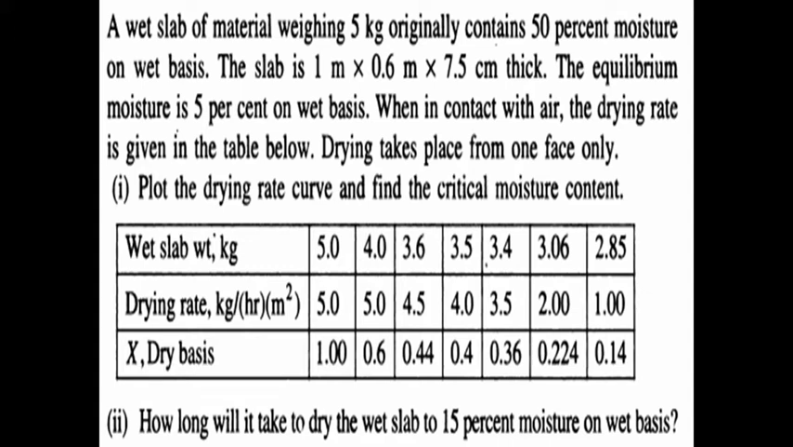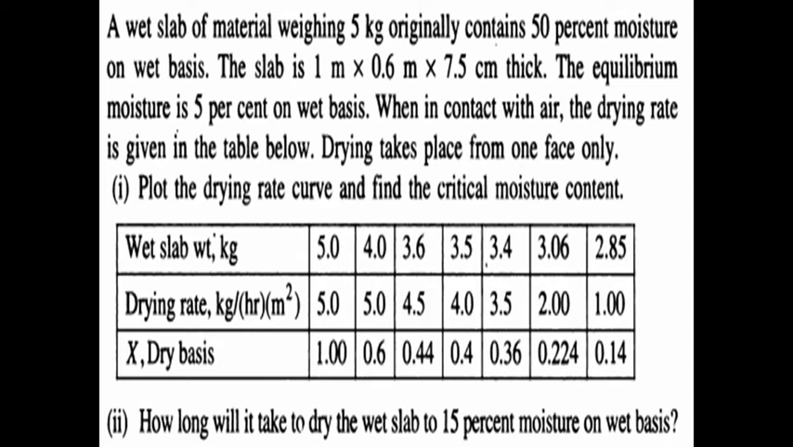Equilibrium moisture is 5% on wet basis. Equilibrium is denoted by star, and wet basis means small x. So the notation is small x star, that is equal to 5%, 0.05. When in contact with the air, the drying rate is given in the table below. Drying takes place from one face only. Are you clear or not?